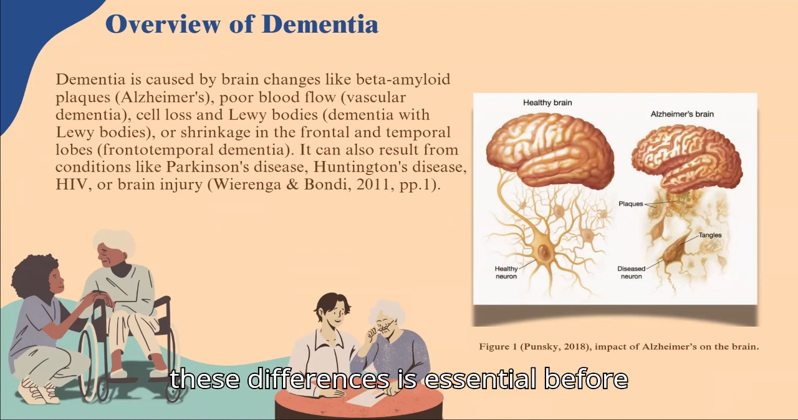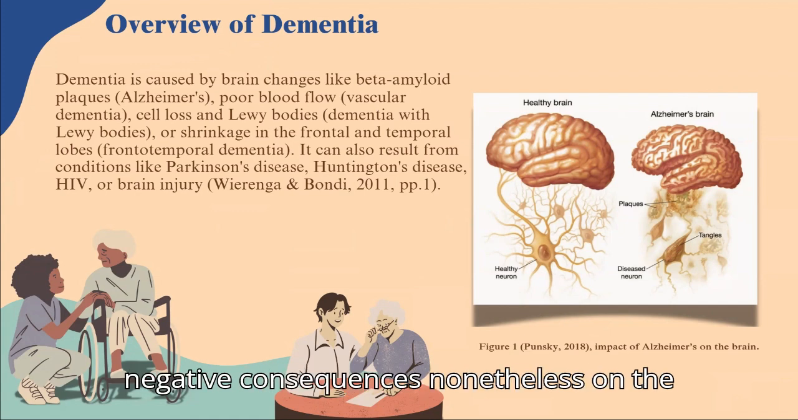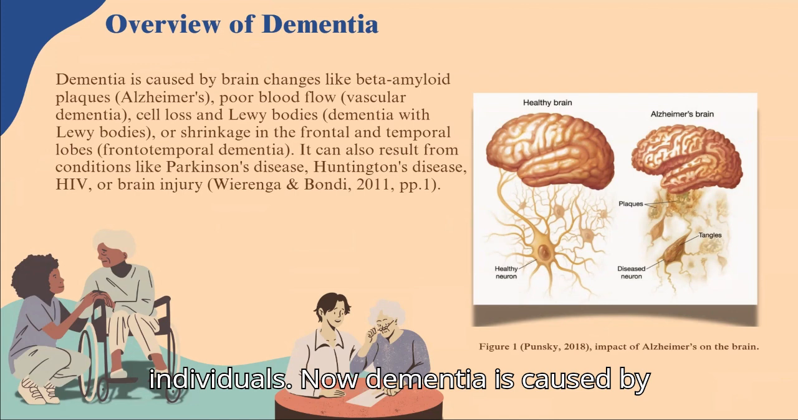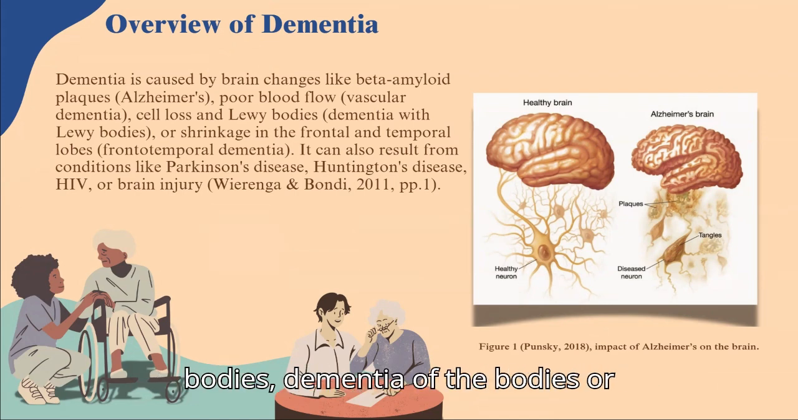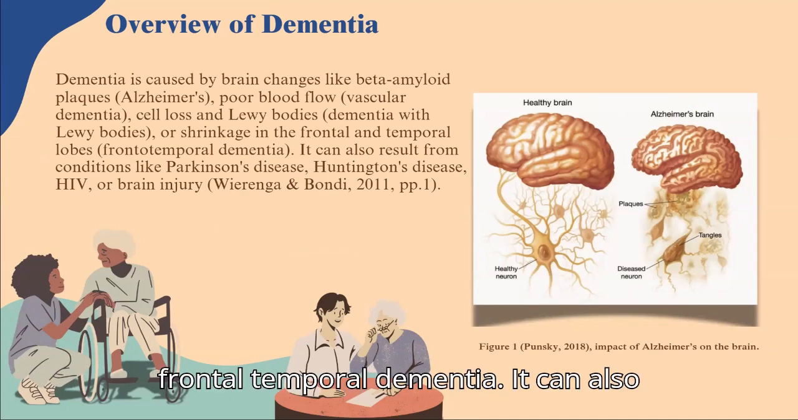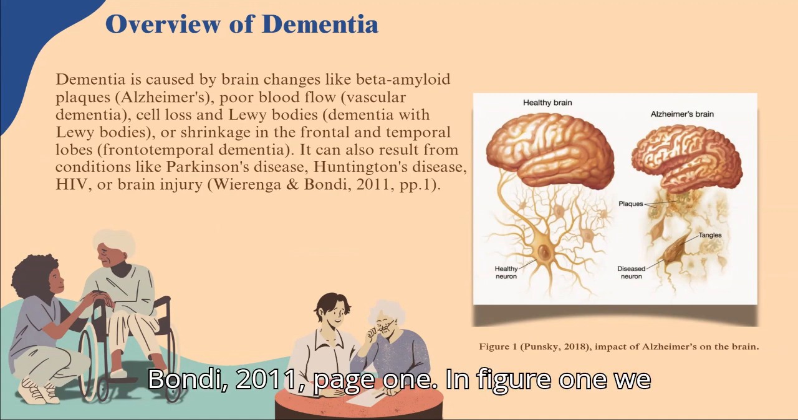Understanding these differences is essential before examining how they impact the elderly, because certain types of dementia are more severe than others, but still can have negative consequences on the individuals. Now, dementia is caused by brain changes like beta amyloid plaques, which is Alzheimer's, poor blood flow, vascular dementia, cell loss in Lewy bodies, dementia of Lewy bodies, or shrinkage in the frontotemporal lobes, frontotemporal dementia. It can also result from conditions like Parkinson's disease, Huntington's disease, HIV, or brain injury. This is from Werigan and Bondi, 2011, page 1.